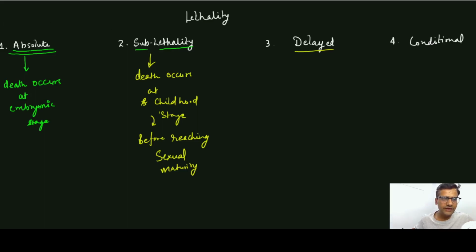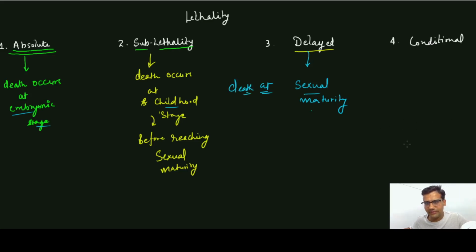The next kind of lethality could be delayed lethality. In this particular form of lethality, the death does not occur, of course, at the embryonic and childhood stage, but the organism's death occurs at sexual maturity. So basically death at sexual maturity. By the time the organism is sexually mature, there occurs death.